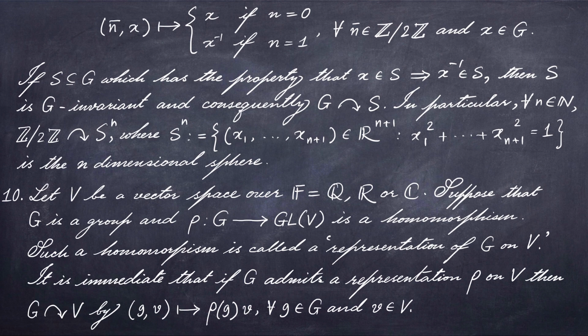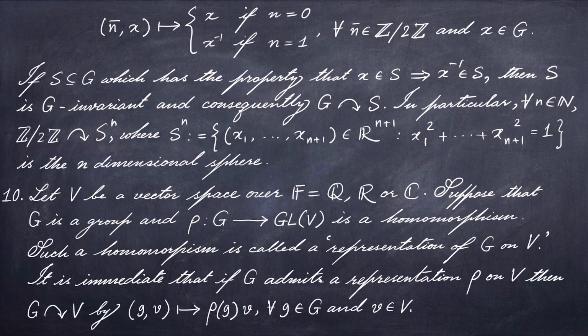So I think there is a mistake. I should in fact say it is not Z invariant. This is rather Z modulo 2Z invariant, and here also Z modulo 2Z acts on S. Okay. In particular, we have the action of Z modulo 2Z on the n-dimensional sphere.